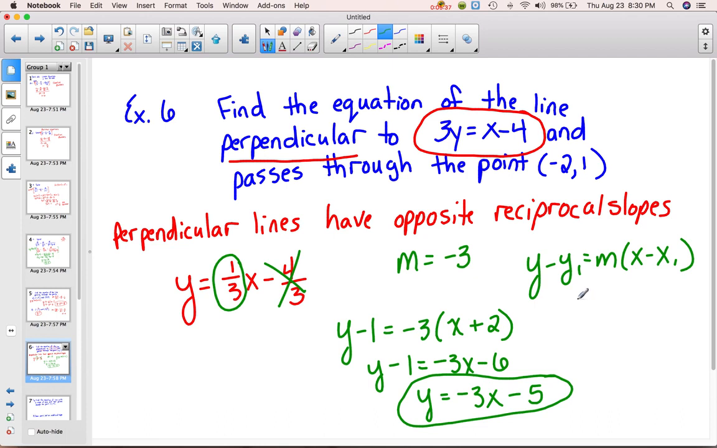Now, the only difference would have been if I had said parallel to this line and passes through that point. Then from this step right here, you would have had a 1/3 instead, because you would have used the same slope, which means you would have plugged in a 1/3 right here, still using the same point, and of course you would end up with a different equation for that line if it had been parallel instead.